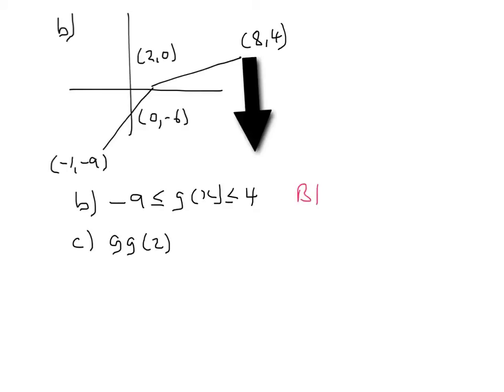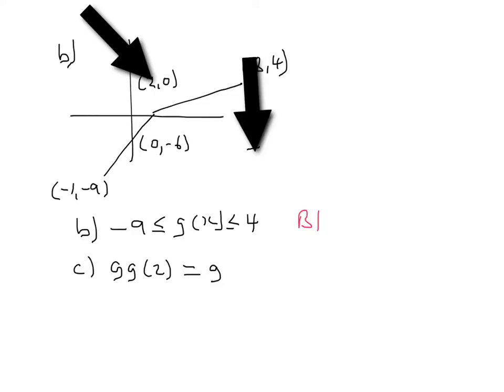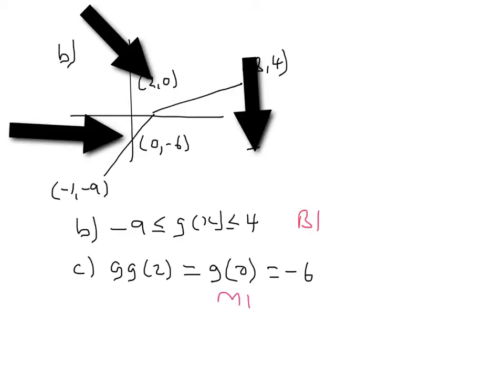In part C, we need G of 2. So what is G of 2? Well, G of 2 we can see here is 0. What is G of 0? We can see here that G of 0 is -6. So it's 1 mark there and another mark for -6.